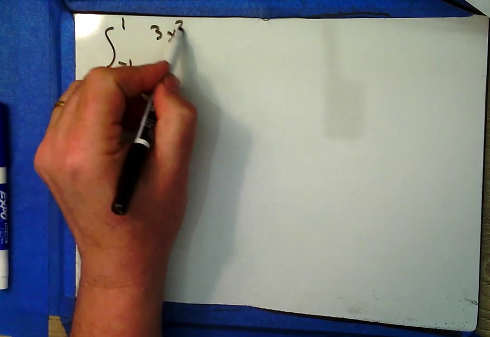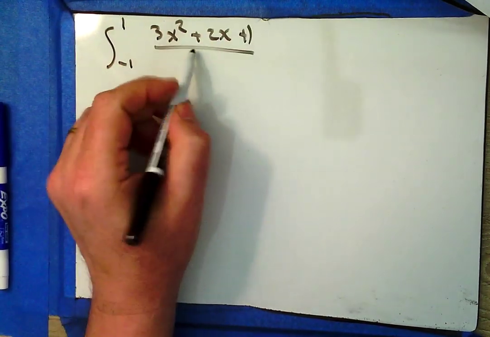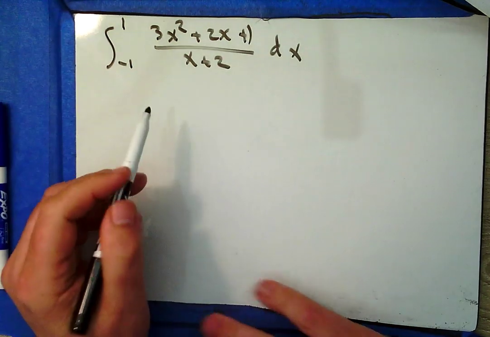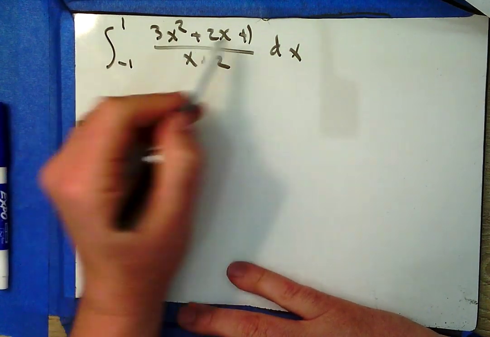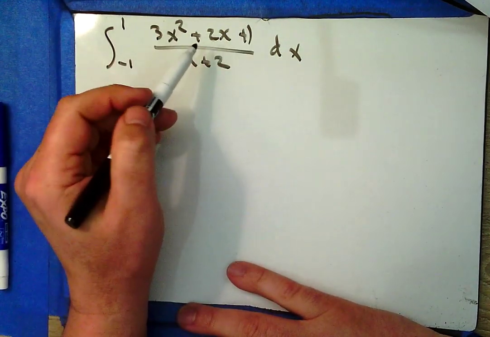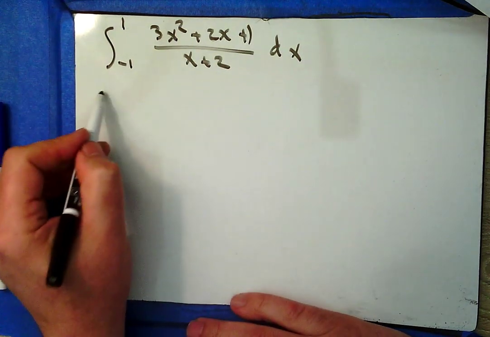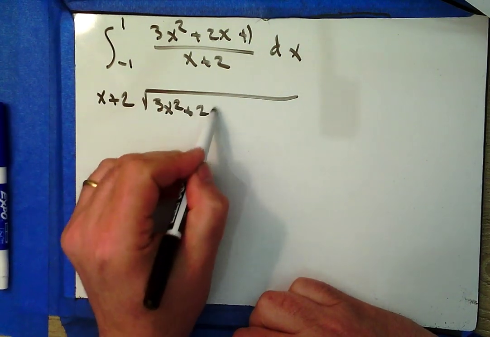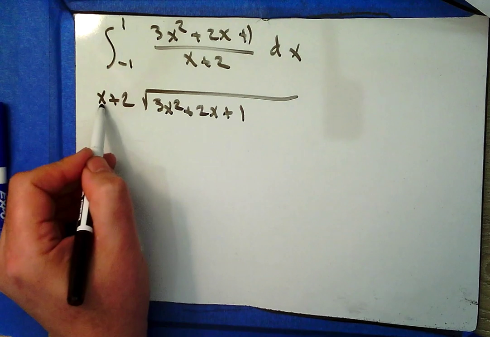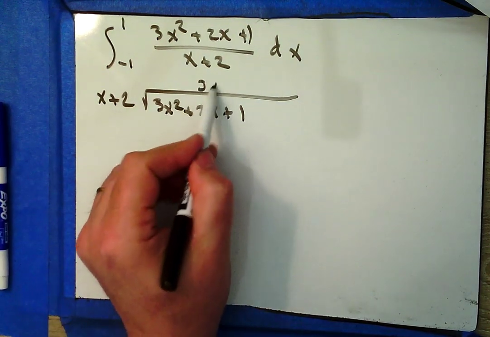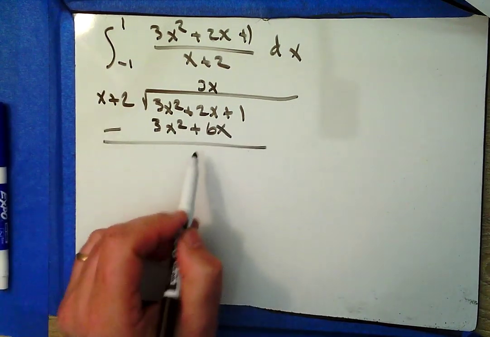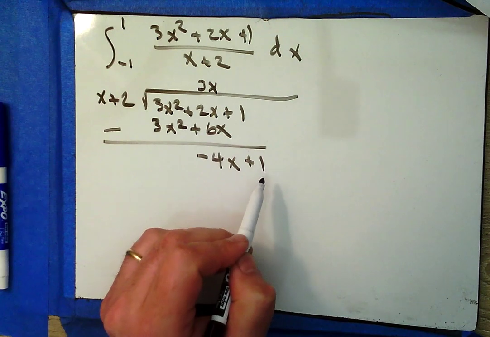8. The integral from -1 to 1, 3x squared plus 2x plus 1 over x plus 2 dx. And this degree is bigger than that degree. This is not going to factor to allow me to cancel. So I'm just going to do long division, x plus 2, 3x squared plus 2x plus 1. What do I multiply this by to turn into that? 3x. 3x squared plus 6x, and subtract. We get -4x plus 1.